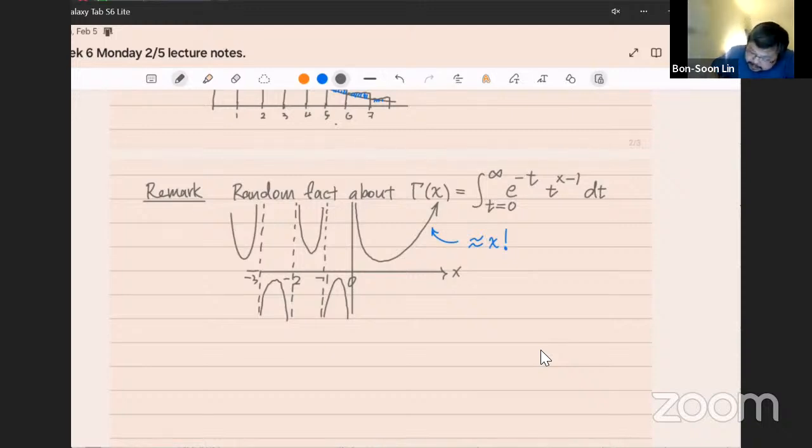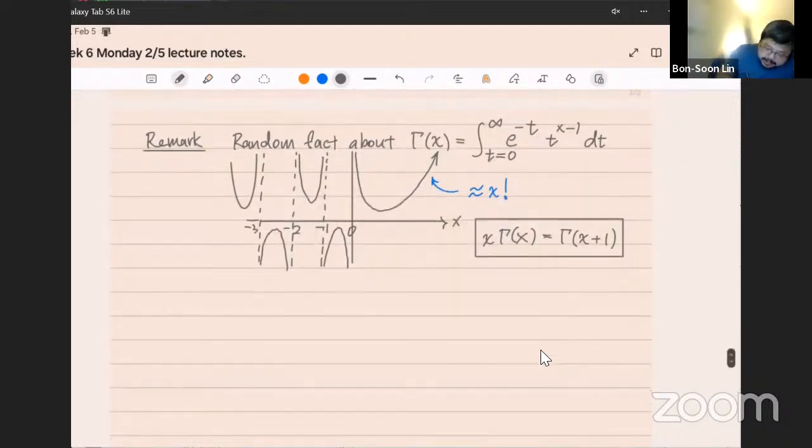And gamma has this property, I hope you remember, that x times gamma of x is equal to gamma of x plus 1. So it has some recursive property. We learn about this, and it looks very bizarre, this gamma function. Well, as it turns out, gamma is actually related to a function that you know very well, that you actually see many times in your life. You just don't know it.